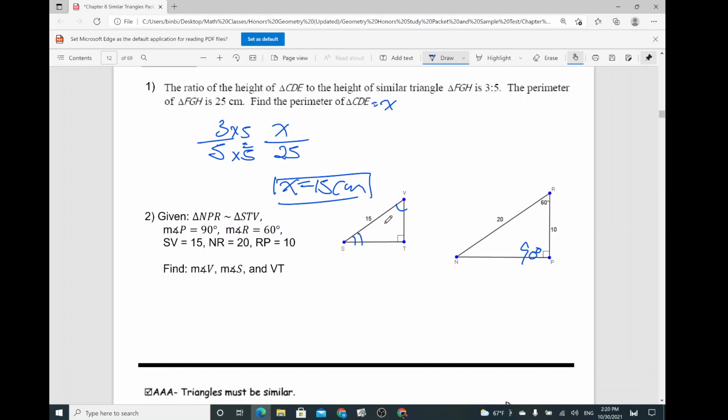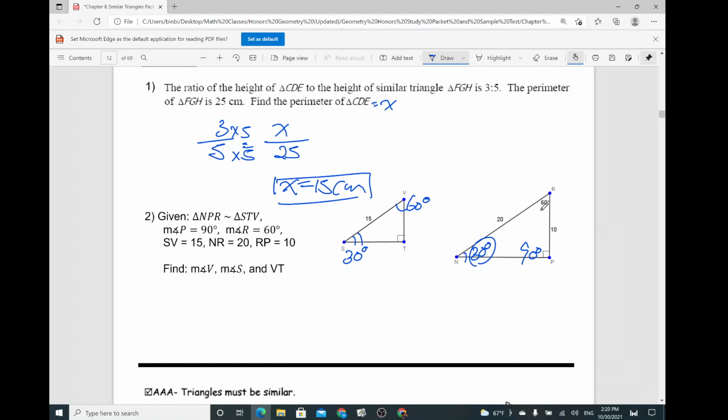The way to do it: you start with the matching. Since the triangles are similar, the angles have to be congruent, all three of them. So this one is also 60 degrees. The measure of the base angle here will be 30, because 180 minus 90 minus 60 gives you 30. So the measure of angle S is also 30. And then to get VT, VT would be this one.